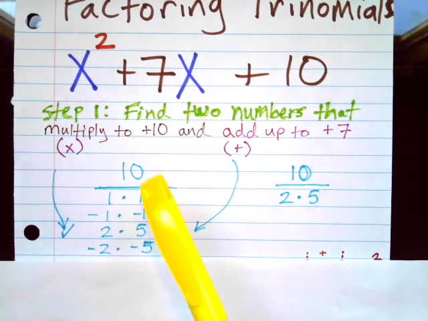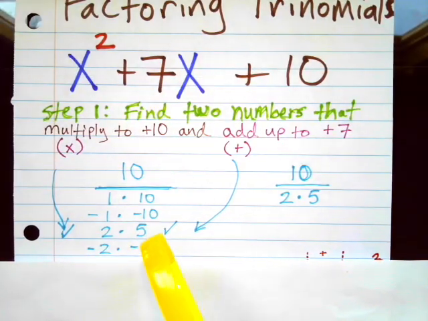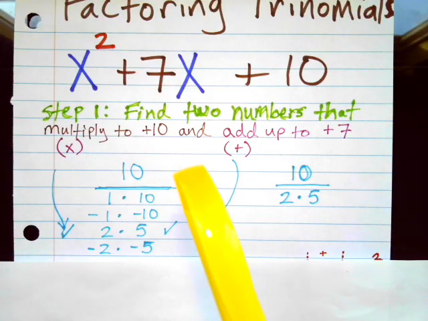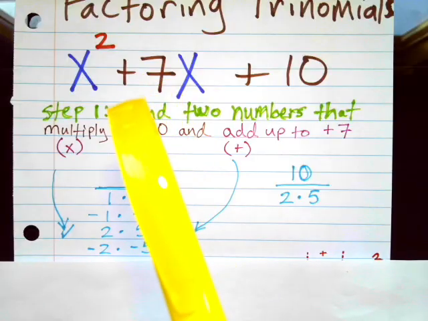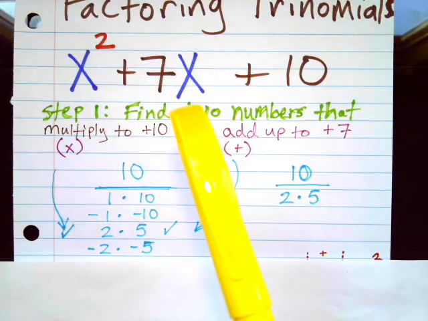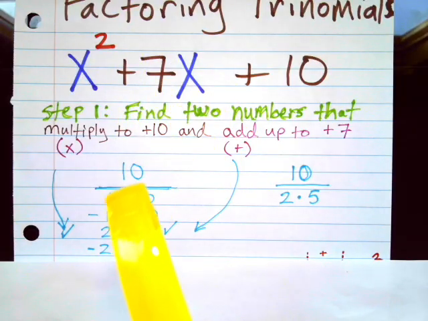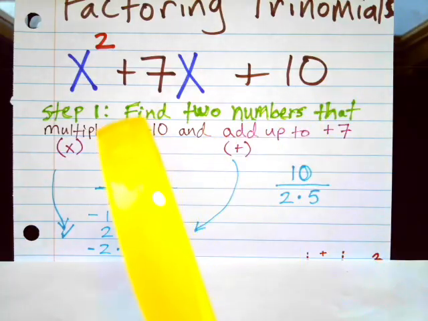So 1 times 10 is 10. Negative 1 times a negative 10 is a positive 10. 2 times 5 would give me a positive 10. And a negative 2 times a negative 5 would also give me a positive 10. Well, which one of these different factors would add up to a positive 7? That's my middle term right here. And so I need two numbers that multiply to 10, add up to 7.